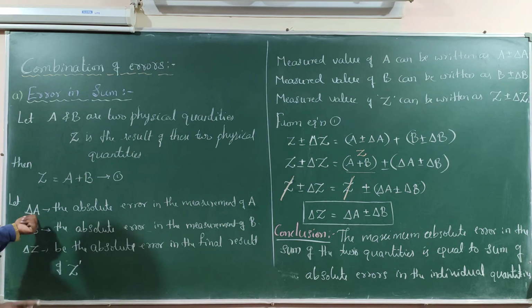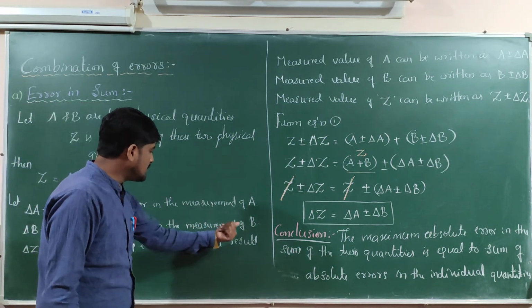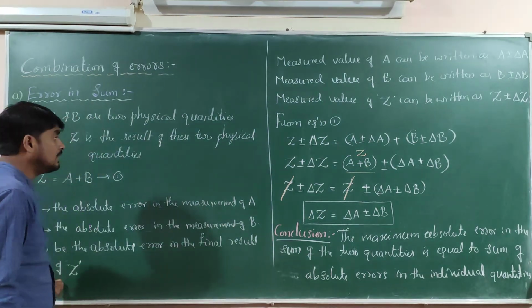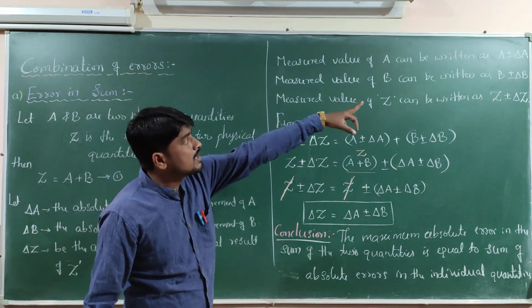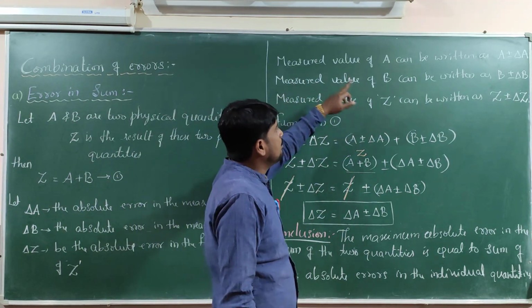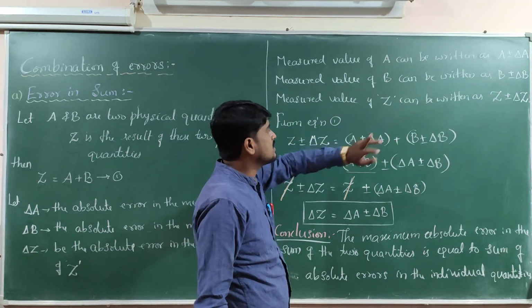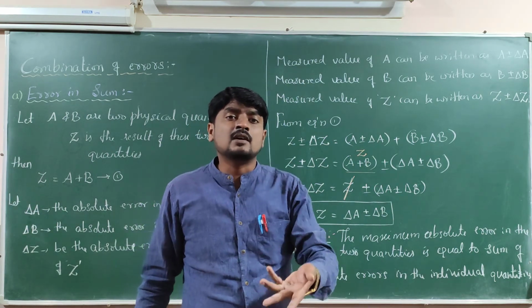That means delta A is the absolute error in the measurement of A. Delta B is the absolute error in the measurement of B. Then delta Z is the absolute error in the final result of Z. Then instead of writing A, I can write A plus or minus delta A, and B can be written as B plus or minus delta B, and Z can be written as Z plus or minus delta Z. Why have I taken plus or minus? It means the error may increase or the error may decrease.